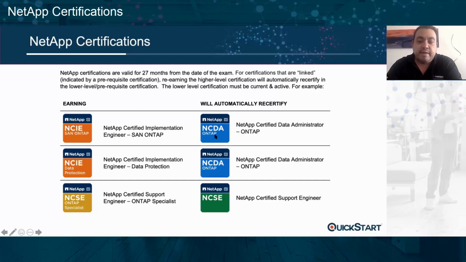So if you have an NCDA and it will expire, let's say once you get to those 27 months, then you can pass any NCIE, and they will recertify you. They will just update your NCDA. It's going to be good for 2 more years. The same thing happens for NCSE. If it's going to expire, you can take the NCSE ONTAP specialist, and they will give you 2 more years for the NCSE. And those are the only ones that they are going to renew if you pass any of those tests.